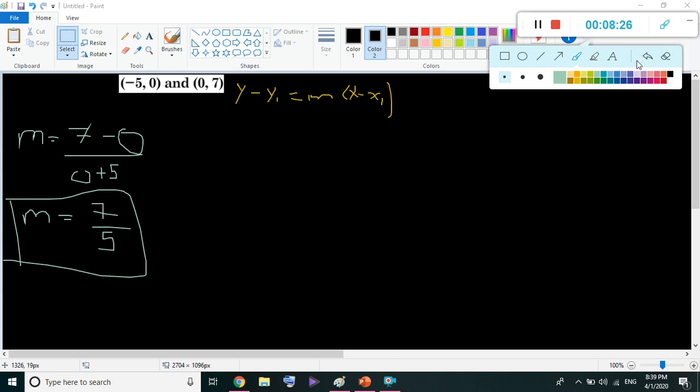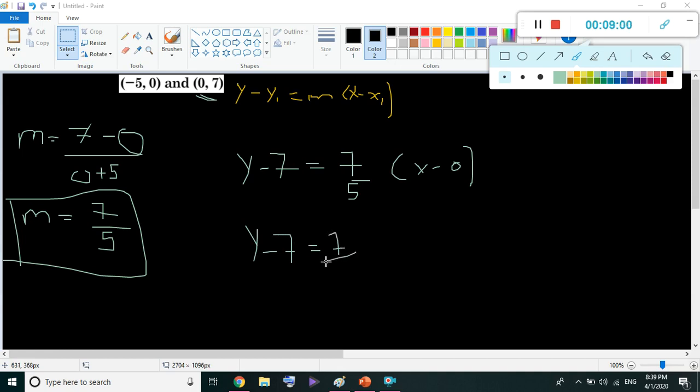Now we got it, so we're going to substitute. It's going to be y minus y1. Let's take this point this time, which is y minus 7 equals, sorry, we're just going to substitute 7 over 5 times x minus 0. To simplify, it's y minus 7 equals 7 over 5 x. This is the line equation in the point slope form for this example.